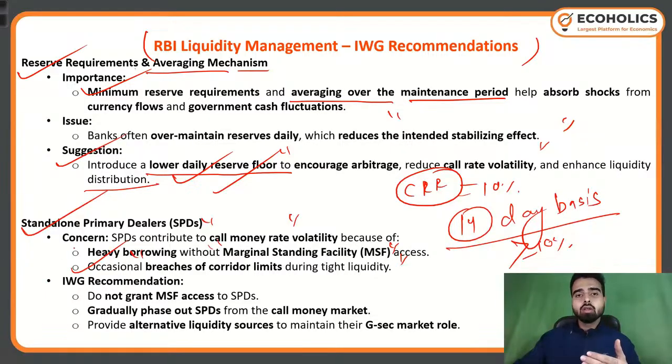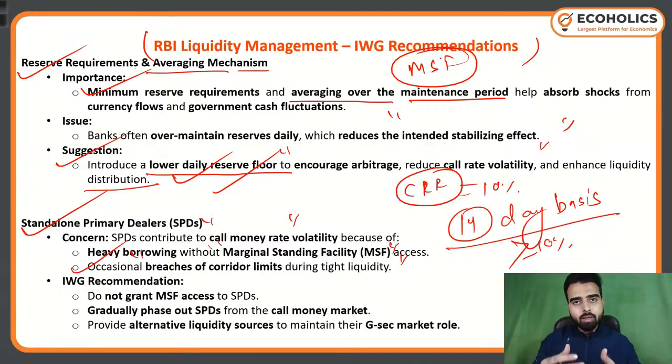Now, see, they are not allowed to get a loan under MSF. So what will they be doing? They will be getting loans from the call money market, and if liquidity conditions are tighter, they will be getting funds at a higher interest rate in the call money market, and that rate can go beyond the MSF upper limit. So that is the reason that in tight liquidity conditions, the corridor limit got breached, because they don't have any access to MSF. They only have access to the repo rate or the call money market.